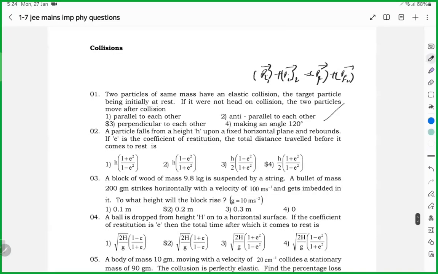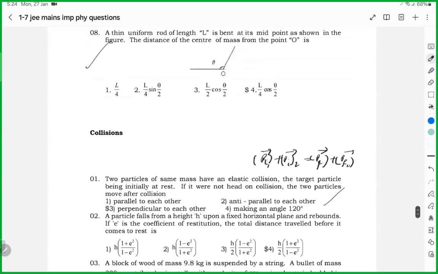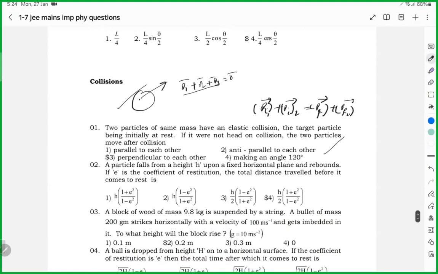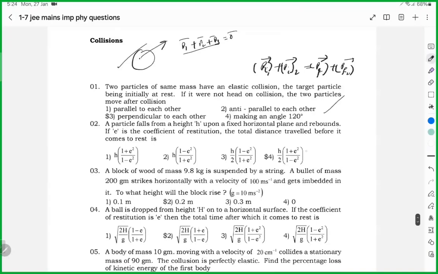And in collisions, only one problem is covered till now. A body which is at rest exploded, P1 plus P2, it split into three pieces. Based on this, that problem can be solved. The remaining models, which are standard models, are not covered, right?